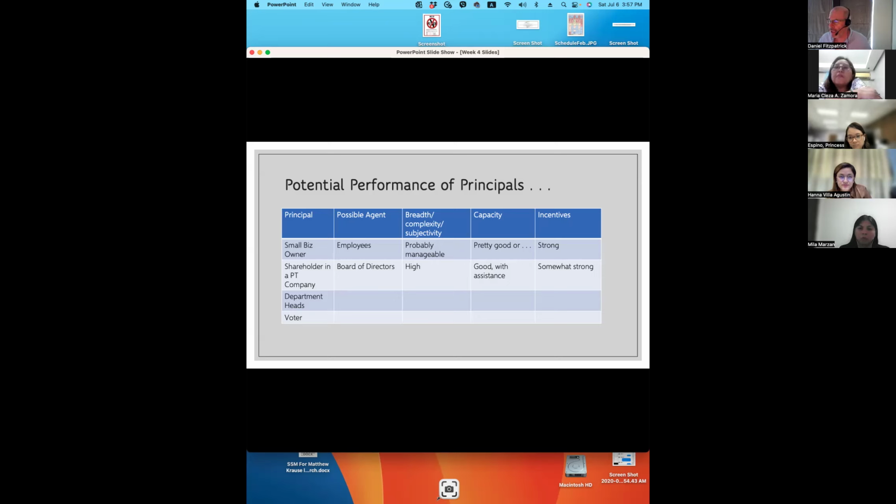And then capacity. I think as I was saying, these days, if people want to monitor, they can. They can do a much better job at it than they could 10 years ago. And then the last one, incentives. What do people think here? Is this a good score or a bad score?